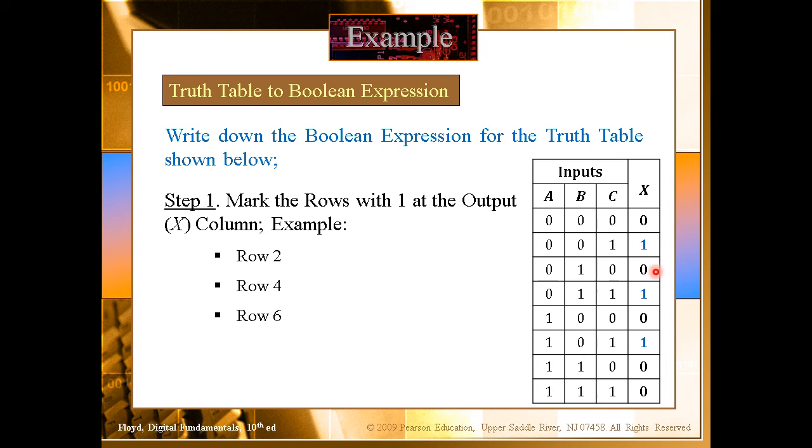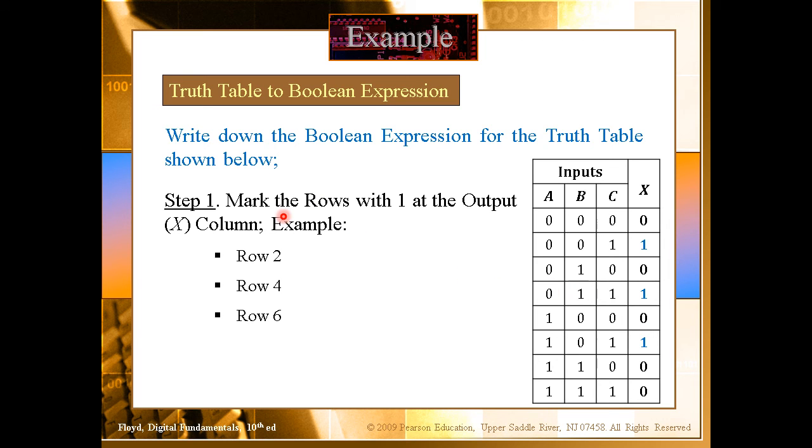Let's look at my truth table. Can you tell me which rows I have 1 at the output? I actually marked those blue. Row number 2, right? This is my row number 2. Row number 4 and row number 6, right? So in step 1, I marked those 3 rows.